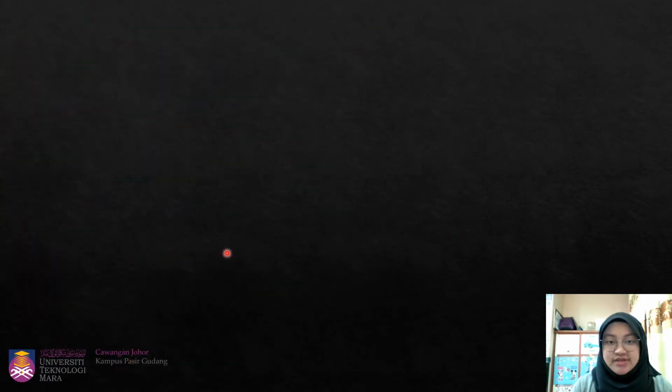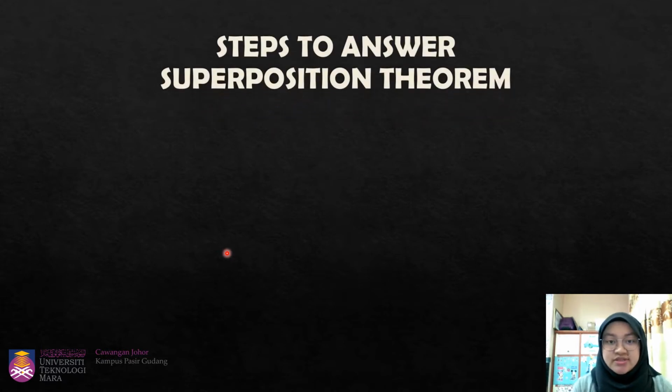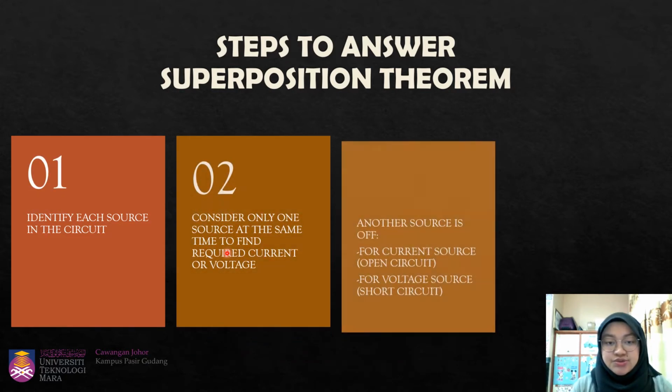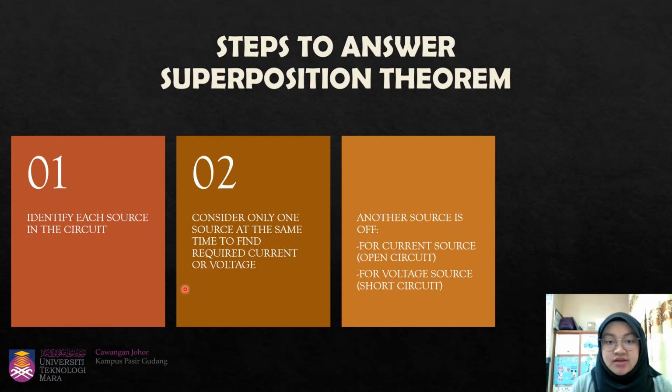To answer these questions by using superposition theorem, we must follow these steps. The first step is to identify each source in the circuit. The second step is to consider only one source at a time to find the required current or voltage. The third step is, if we consider only one source, the other sources will be turned off. If the current source is turned off, it will be open circuited, and if the voltage source is turned off, it will be short circuited.